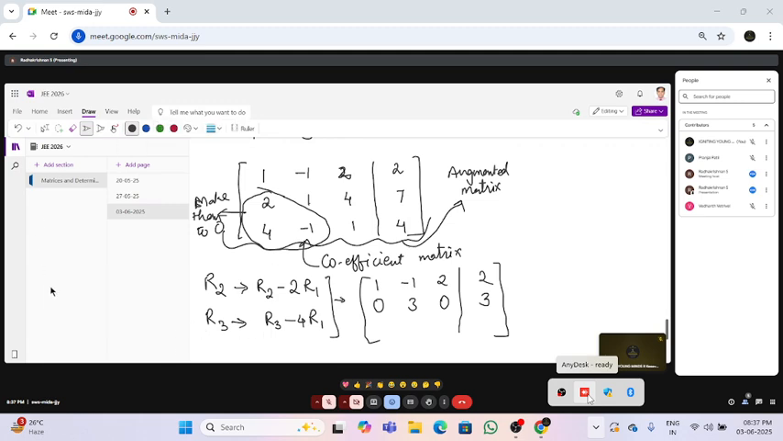Then the row 3 transformation. Okay, row 3 is R3 minus 4R1. 4 minus 4 is 0. Minus 1 minus 4 into minus 1, so minus 1 plus 4, that is 3. This one is minus 1 minus 4 into 2, so minus 1 minus 8, so minus 9. Right? It's 4R1, right? So this is minus 7. I missed it. Okay, so this is 4 minus 4 times 2, so that becomes 4 minus 8.